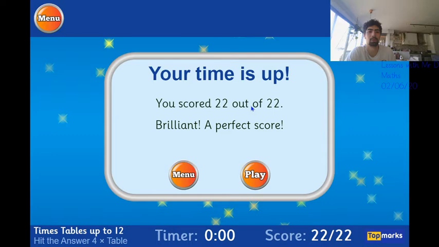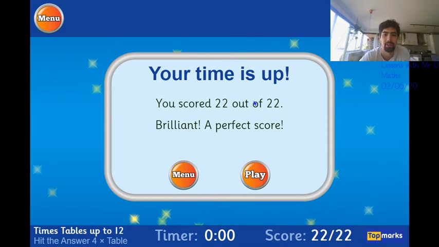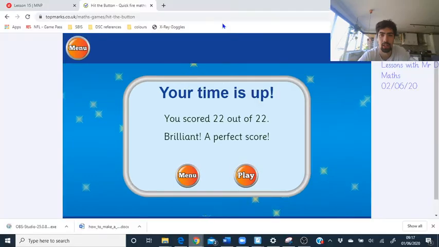22. Who can beat me? Who can get a better score? 22. It is 4 times table, up to 12. 1 minute. Current high score is 22. Take a screenshot. Send me in your answers and we'll try and get a little leaderboard set up. Super duper. Let's do a bit of mental maths as well.